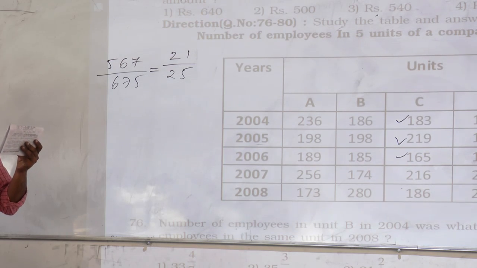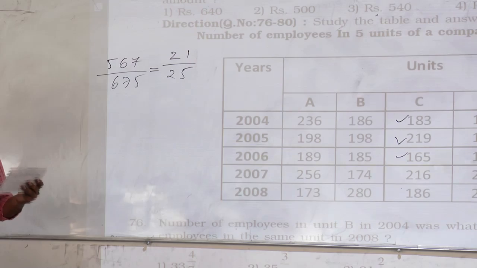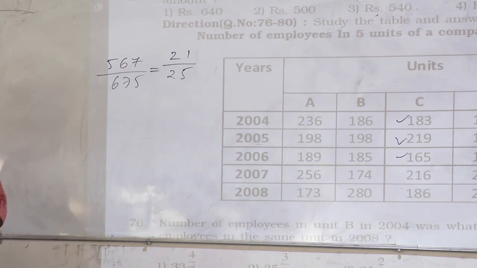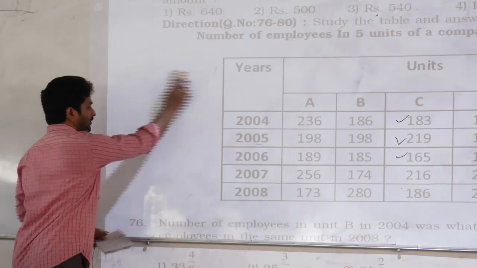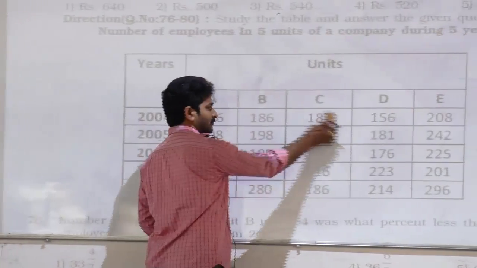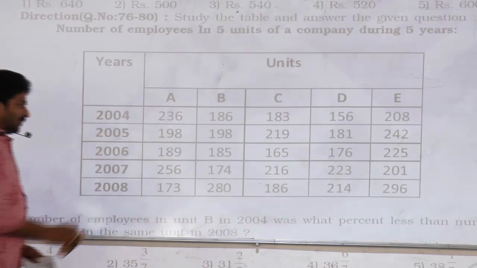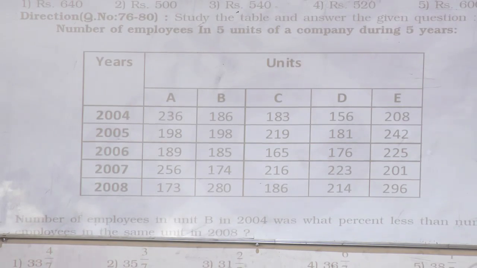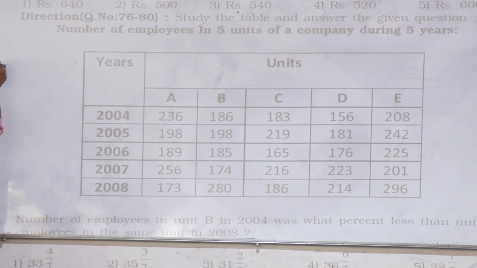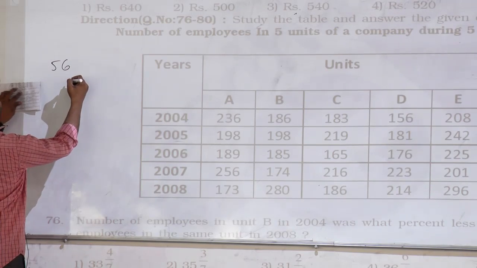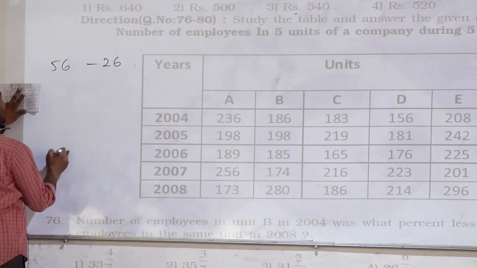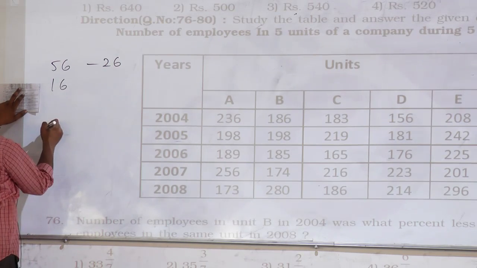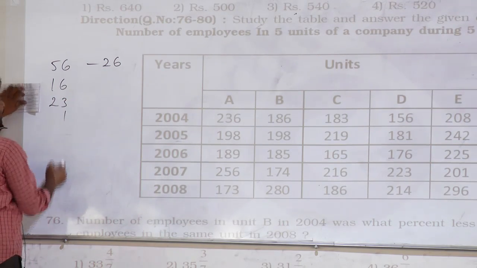What was the average number of employees in all the given units together in 2007? It asked about average. Right? Look at your options. Options are nearby 200. Take 200 as benchmark. Yes. 2007. 200 as benchmark. Positive number 56. Next number 174 is 26 less than that. Next number 16 more. Next 23 more. And then 1 more.